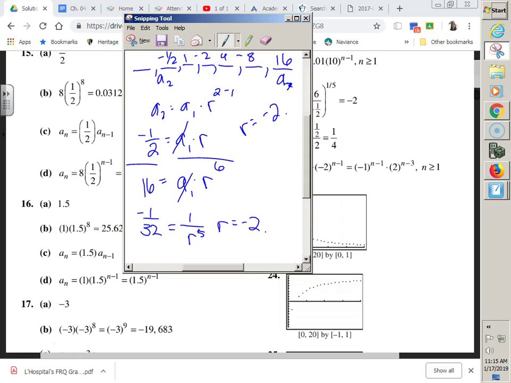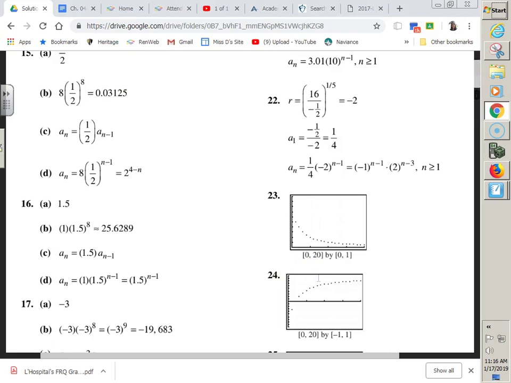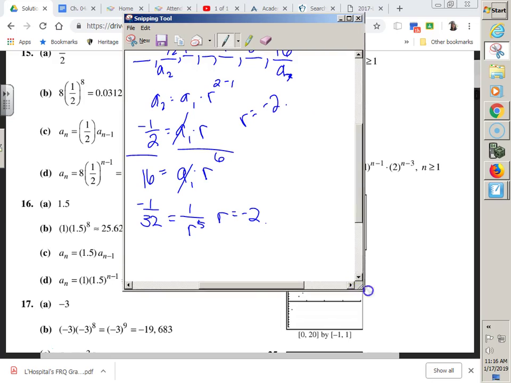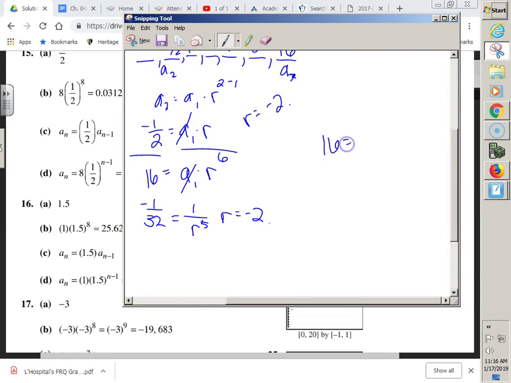Or you can make up your own formula and say, hey, to get to the 7th from the 2nd, wouldn't there be 5 jumps? 1, 2, 3, 4, 5. So I could just say that a sub 7, which is 16, is equal to negative 1/2, a sub 2, times 5 of those r's. Could it be times r times r times r, 5 times? You can make your own formula, because then you get negative 32 is equal to r to the 5th, so r is equal to negative 2.